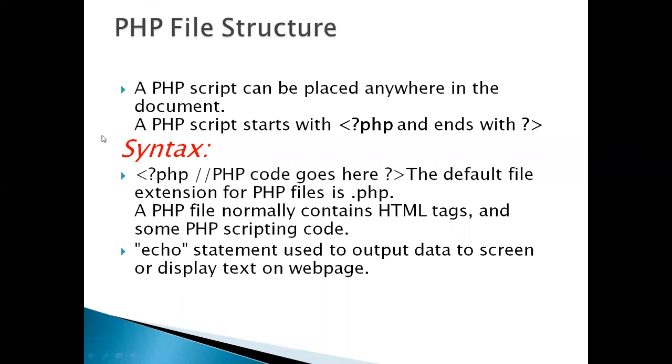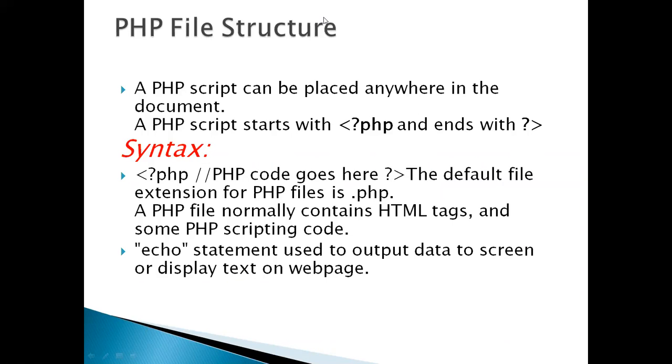Now let us see the syntax of PHP. You can see on screen the syntax: we use the angular bracket, then question mark PHP and your code, then complete with the question mark and angular bracket. The default file extension for PHP is .php. A PHP file normally contains HTML tags and some PHP scripting code. Once you start the PHP file, you use HTML tags like doctype HTML, HTML tag, body tag, and then we start the PHP scripting code.